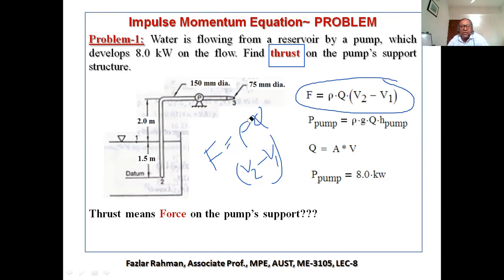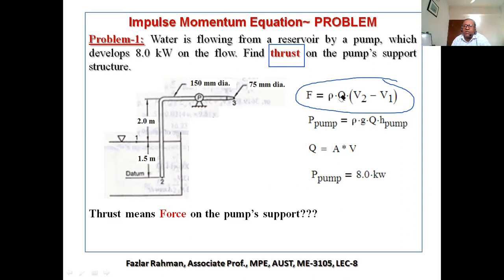Then you need to remember how you can get each parameter. First parameter, rho, you already know: 1000 kg per meter cube. Now, how will you figure out the Q? Q is not given, even velocity is not given. But if you know the velocity, you can figure out the Q, that Q equal to A into V. Similarly, if you know velocity at point 3, you can figure out the Q. Area is given. That Q, you can put it over here.